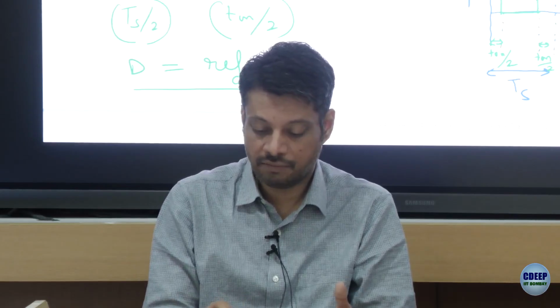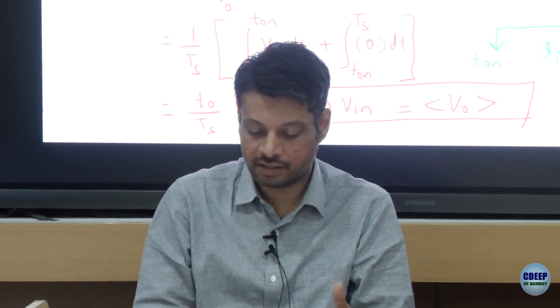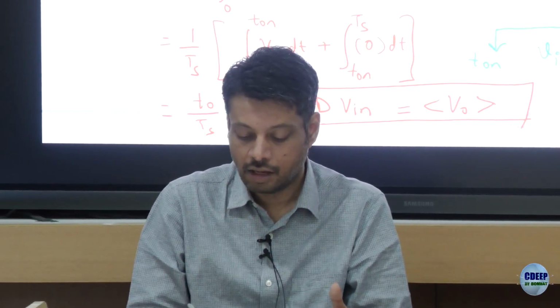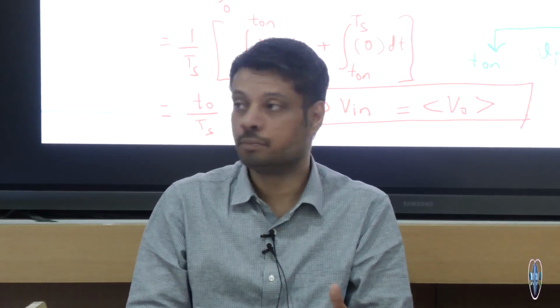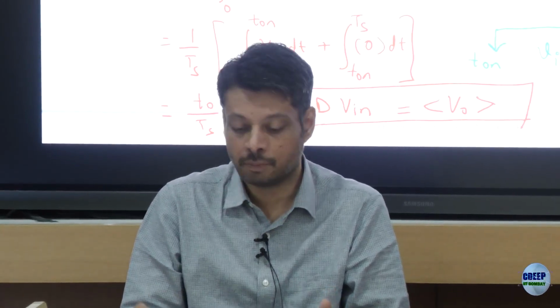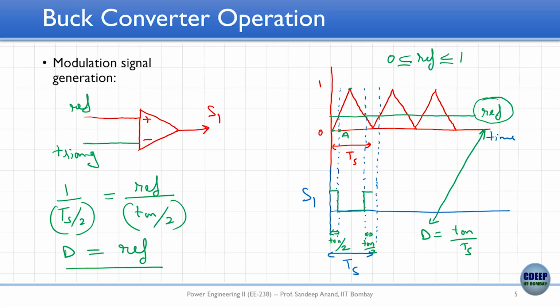We also defined duty cycle, and we derived the relationship between the output voltage and the input voltage as a function of the duty cycle in a buck converter. We also saw how you get the modulating signal, or the switch on and off signal, by doing a comparison between a carrier, which is this triangular waveform, and a reference waveform. So the triangular waveform is also called a carrier.